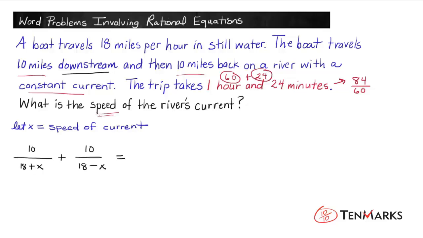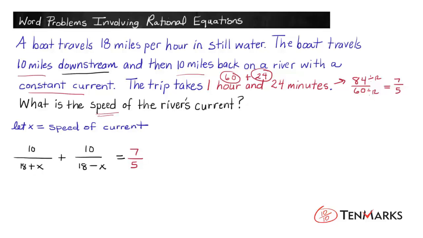And now let's go ahead and reduce that, because both of these numbers are divisible by 12. We can reduce this to 7/5. So let's put 7/5 in our equation down here, and that'll give us 10 over 18 plus x plus 10 over 18 minus x equals 7/5. All that's left at this point is to solve for x.